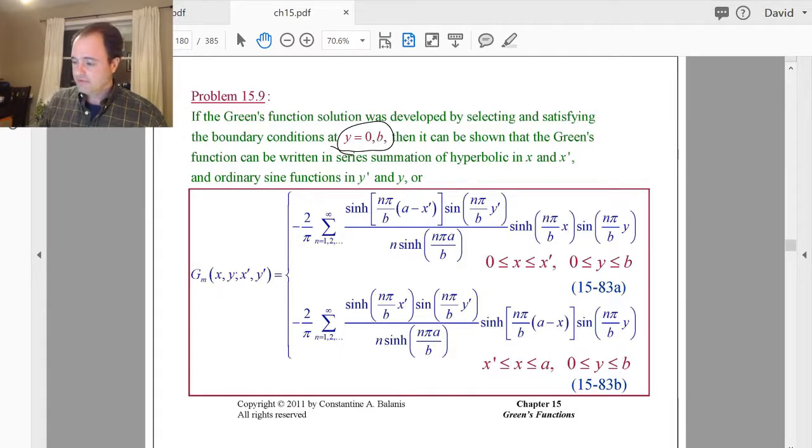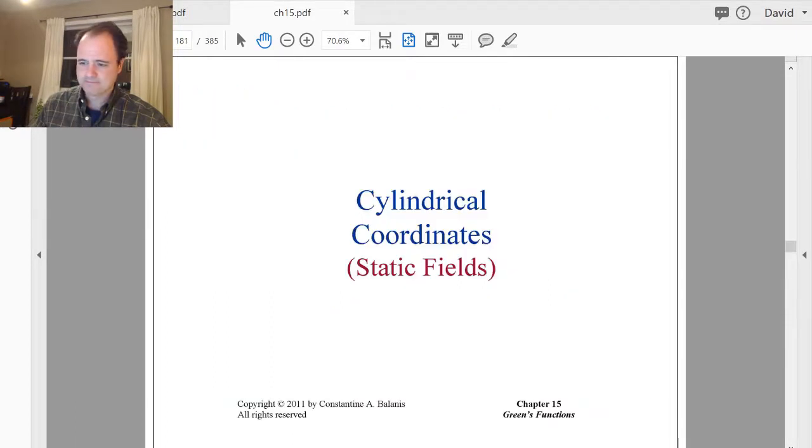It will look somewhat different, of course, because in the hyperbolic sines you will have x in there, and in the sines you will have y and y primes. But it produces the exact same result when you actually evaluate these equations. So this is why I say we do things in rectangular coordinates, but we switch and do an example in cylindrical coordinates at the moment, just as an example.